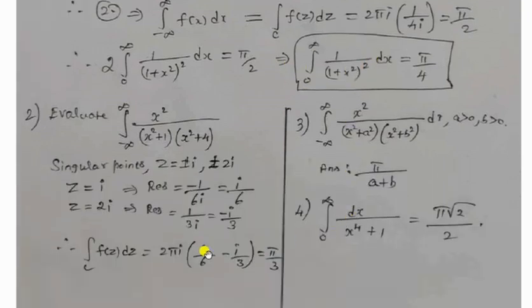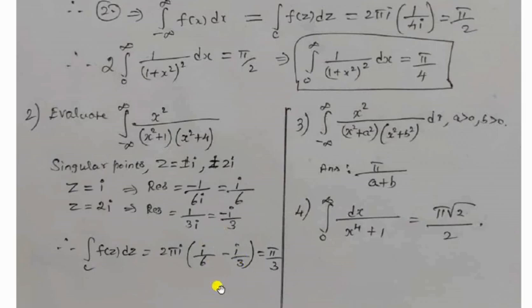Similarly, you try the second example. I have given what singular points you should get and the residues for the corresponding singular points. See here, altogether you will get 4 singular points, 2 positive, 2 negative. So only the upper semicircle is the contour, so only the positive values will lie inside the contour. So it is enough if you find the residue for those 2 points. Negative points you can leave.